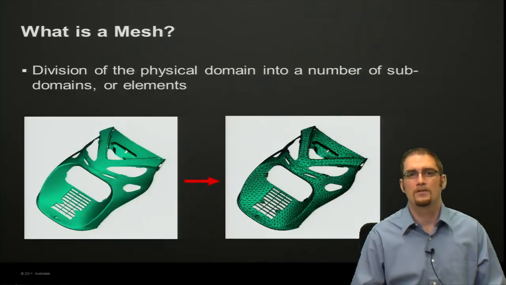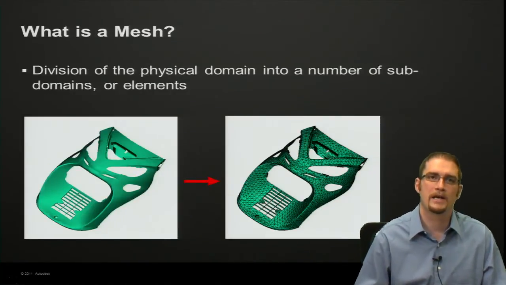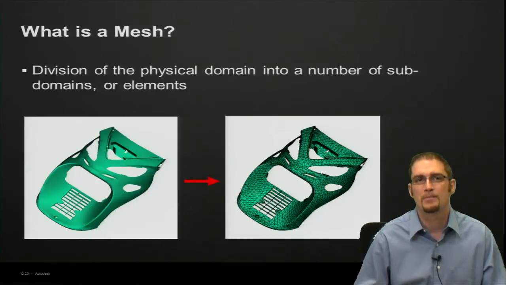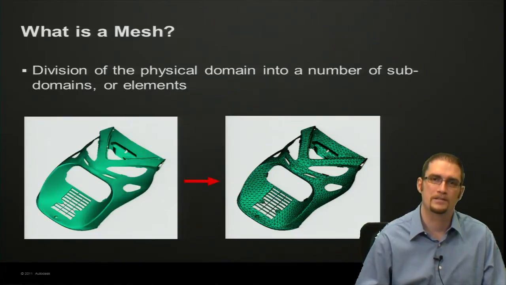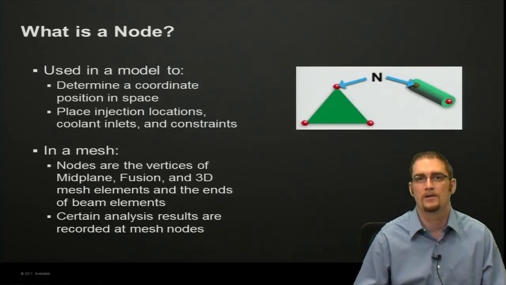All right, so to start off, you might ask, what is a mesh? A mesh is basically a division of a physical domain into smaller subdomains, and these subdomains we would call elements. Based on these elements, you'll notice that there are nodes, and these nodes will be at the vertices for the triangle and tetrahedral elements that we'll discuss in further detail, and they're also on either end of beam elements.